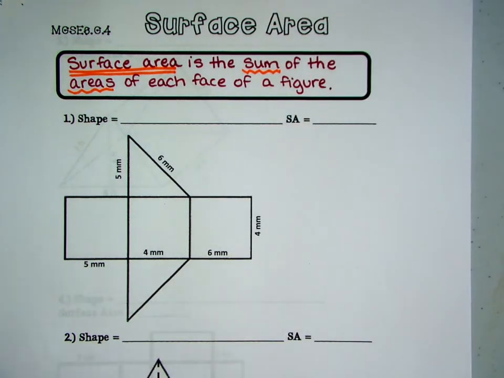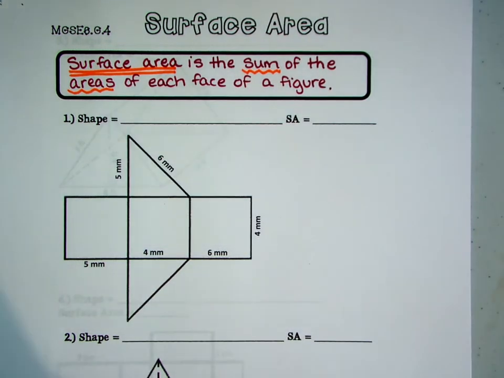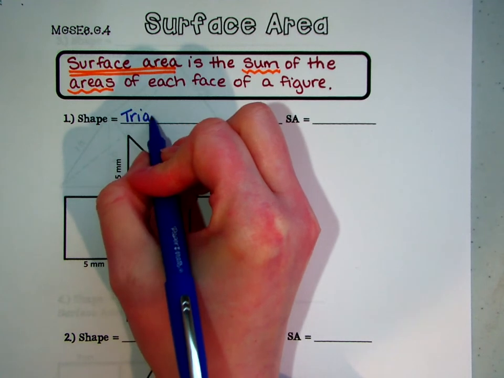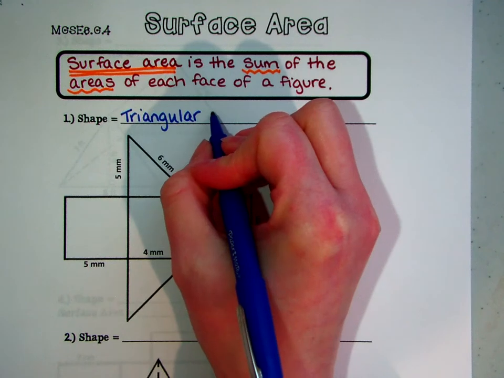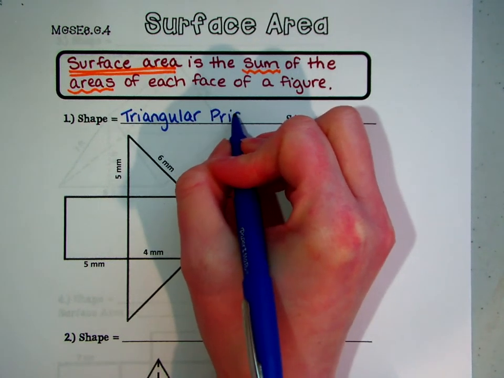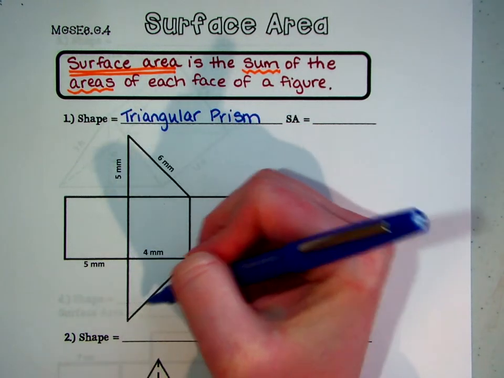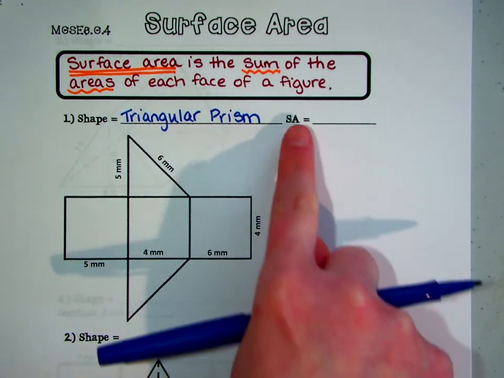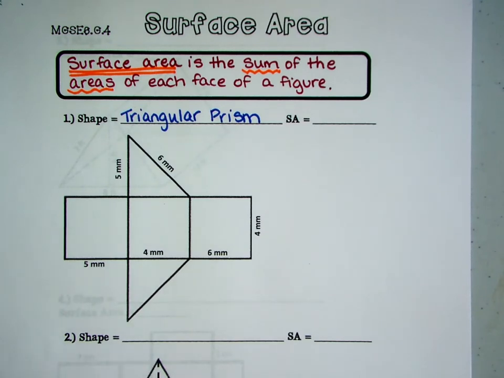That's in fact what the net of this shape looks like. So let's look at the first one together. This shape, as you know, is a triangular prism. Hopefully you said that before I did. We did this and went over it yesterday. I know it's a triangular because it has triangles here and here. And it's a prism because the sides of those are rectangles. SA stands for surface area. That's where we're going to put the answer.